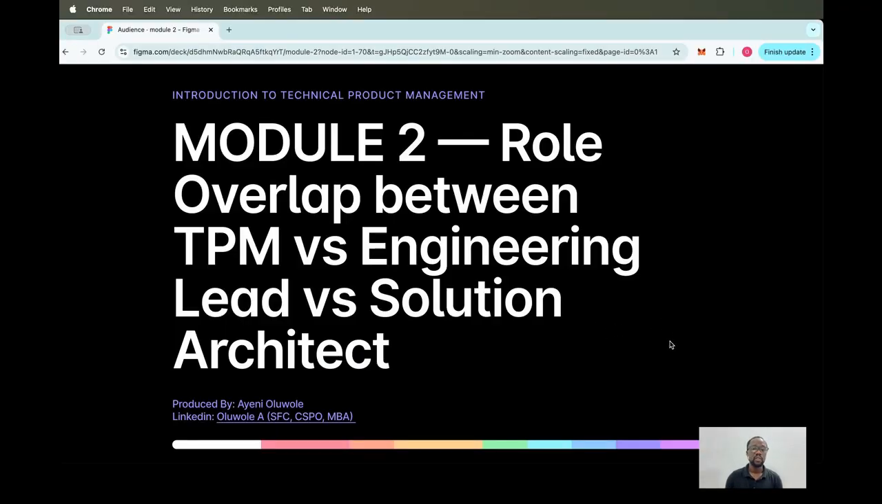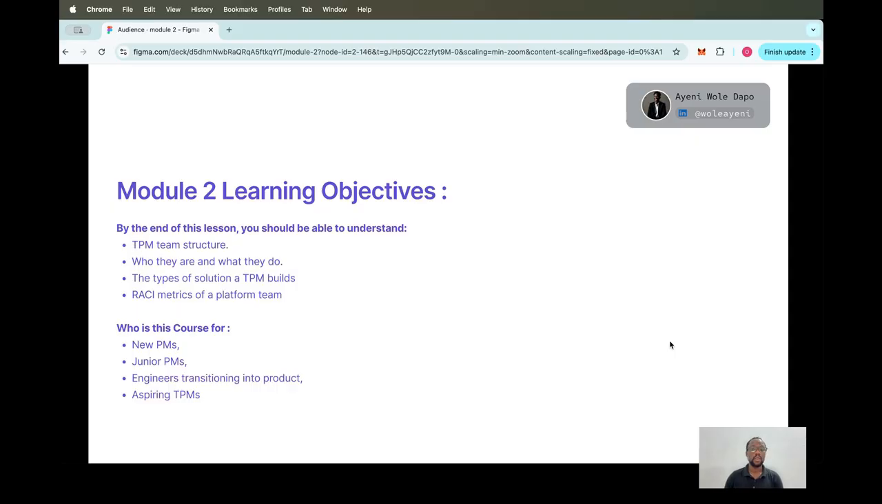In today's lesson, we'll be discussing role overlap between technical product manager, engineering lead, and solution architect. Have you ever joined a product team and wondered who does what, who calls the shots in certain areas? Is it the technical product manager, the engineering lead, or the solution architect? You are not alone. This right here is one of the biggest sources of conflict and confusion within a technology team or a product-led team. In this lesson, we'll be discussing who does what, where the overlap happens, and how to effectively manage these overlaps.